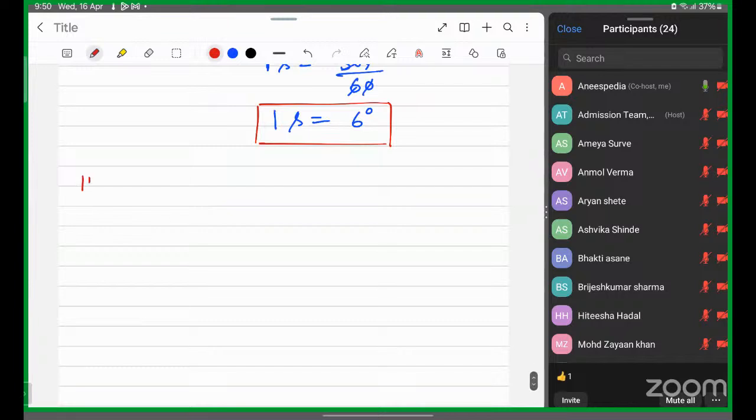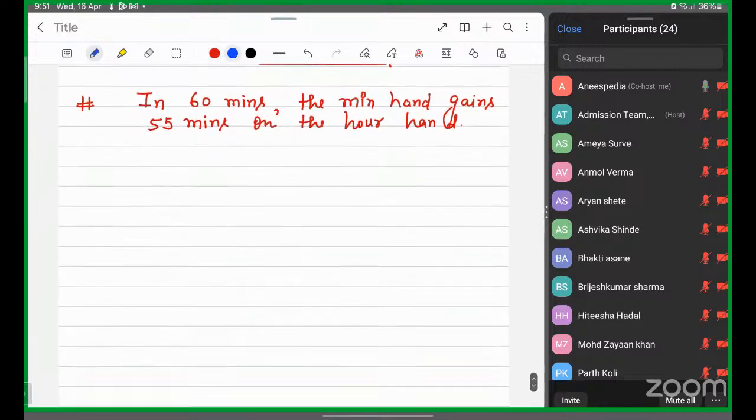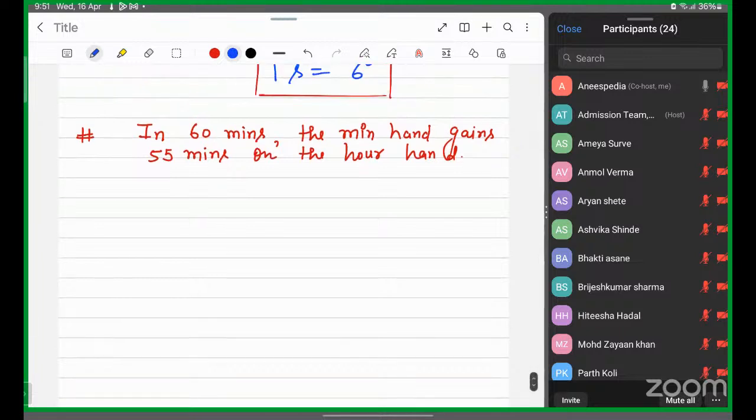Another important point is, in 60 minutes the minute hand gains 55 minutes on the hour hand, which means it will travel 55 minutes more. Understood?